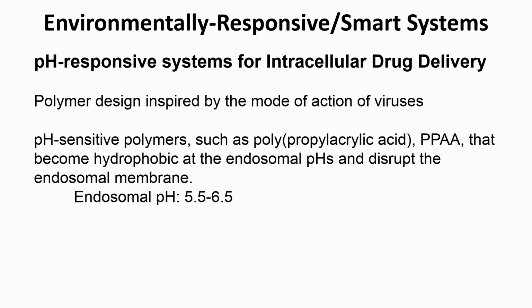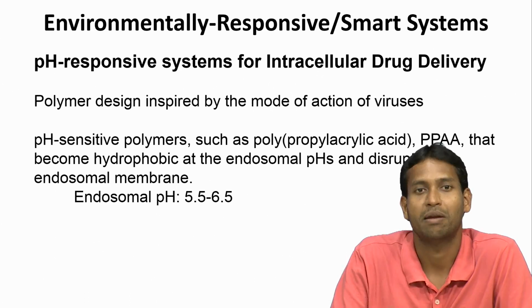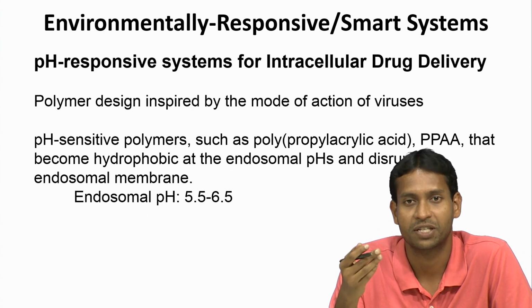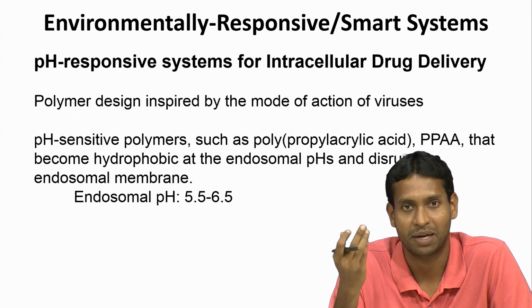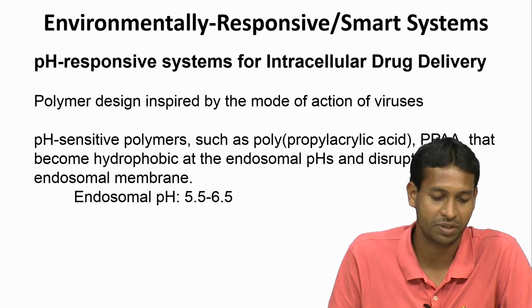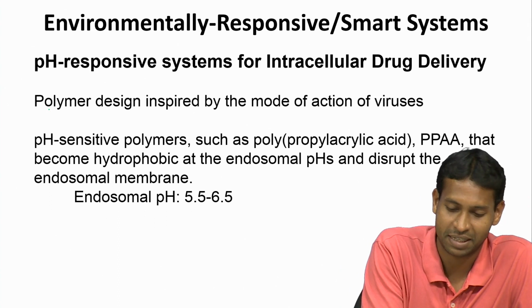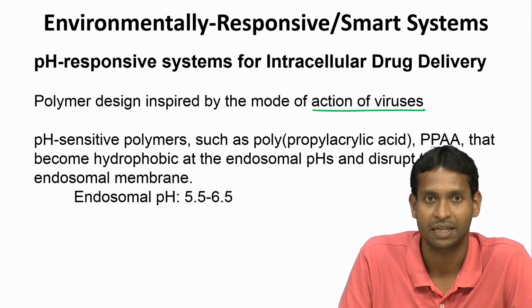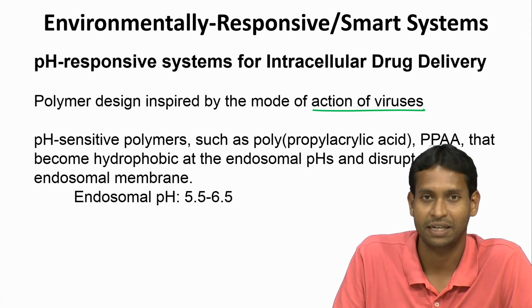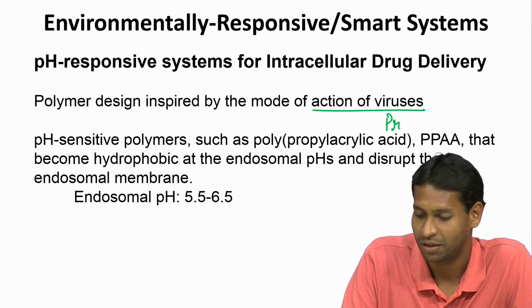Okay, so let us start with the pH responsive systems for intracellular drug delivery system. So, as I briefly mentioned earlier already, polyacrylic acid, which is a carboxyl rich polymer, can be used to act as a responsive system because at low pH it will be insoluble, at high pH it will become soluble. So, let us see how it is being used here. So, this is a system that has been designed through a virus inspiration, and in this case we are talking about proton sponge effect.